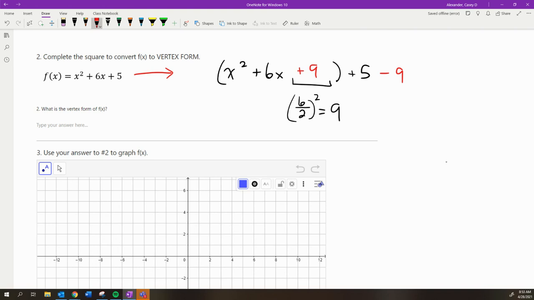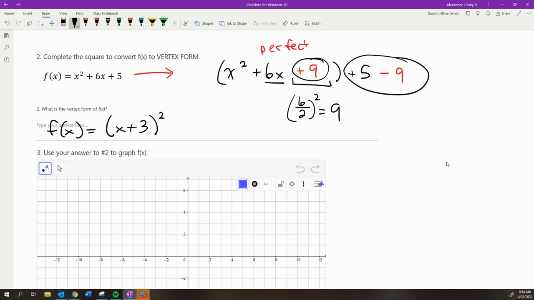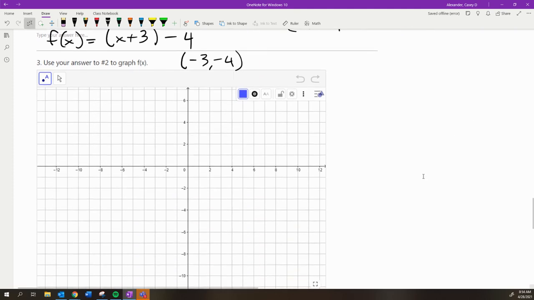Now that we've made a perfect square out of this, we can factor it down. So this factors to x plus 3 squared, because 3 plus 3 is 6, and 3 times 3 is 9. That means that f of x will factor down to x plus 3 squared, and then I have to also combine these terms. 5 take away 9 is negative 4. And then that means the vertex is at negative 3, negative 4, and then we can repeat that process of graphing. So let's do that real fast.